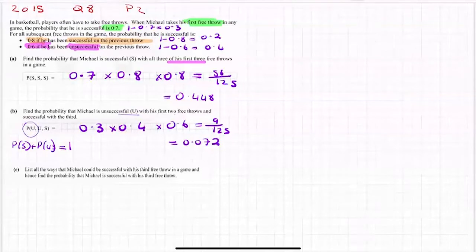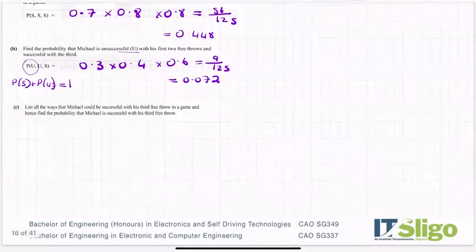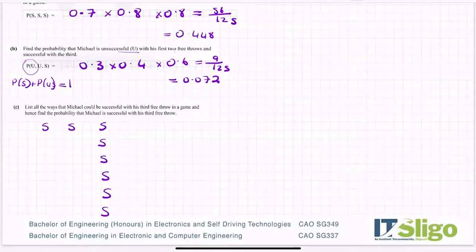List all of the ways that Michael could be successful with his third free throw in a game, and hence find the probability that Michael is successful with his third free throw. Well, he's going to take 3 throws. So he could be successful, successful, successful. In all of these, he's going to be successful on his third one. I don't know how many I need. He could be successful and unsuccessful. He could be unsuccessful and successful. He could be unsuccessful and unsuccessful. And that's all that there is.